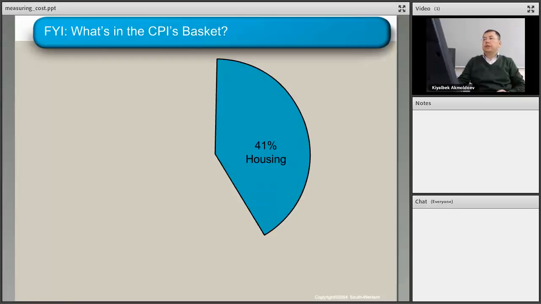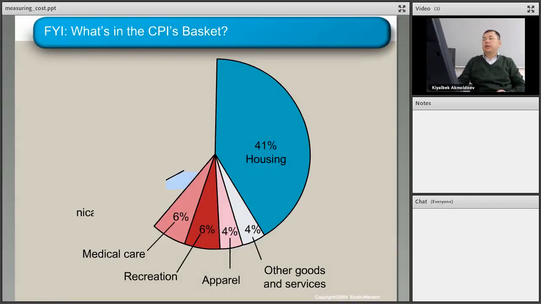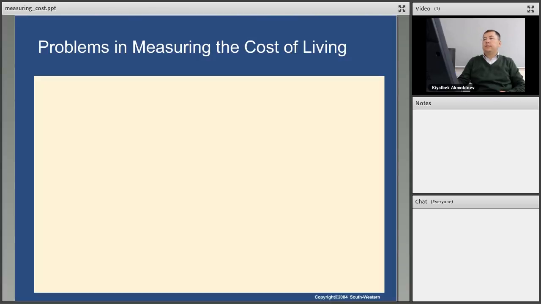41% of consumption goes to housing in our basket, 4% other goods and services, 4% apparel, recreation 86%, medical care 6%, education and communication 6%, transportation 70%, foods and beverages 16%. You see, this is what we call the CPI basket.